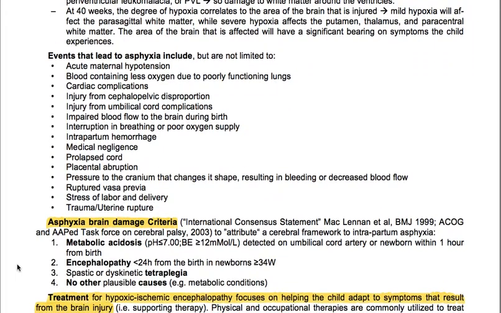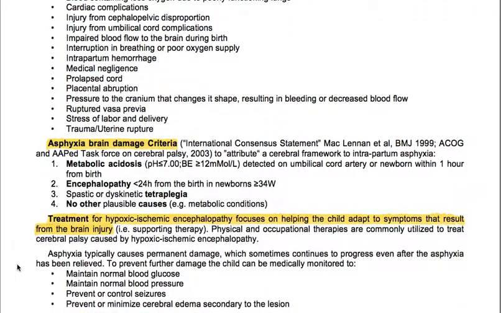The asphyxia brain damage criteria to attribute a cerebral palsy to intrapartum asphyxia: metabolic acidosis, pH less than 7, detected on umbilical cord artery or newborn within 1 hour from birth. Encephalopathy less than 24 hours from birth in newborns of more than 34 weeks, spastic or dyskinetic tetraplegia, and no other plausible causes, like metabolic conditions.